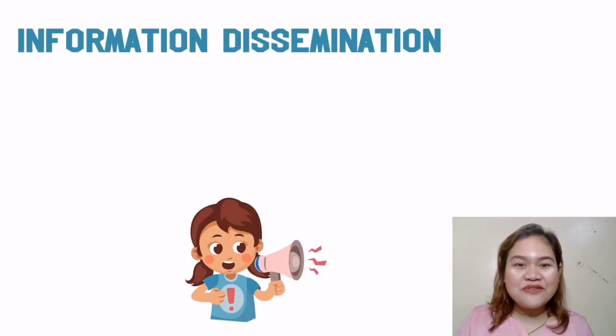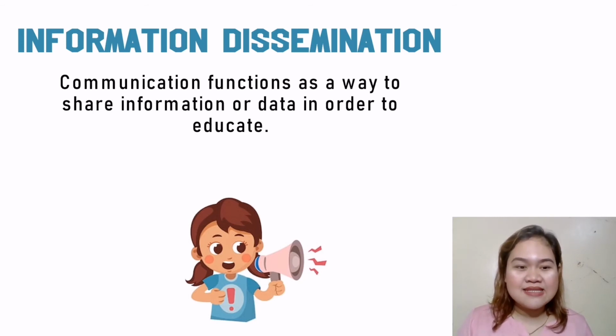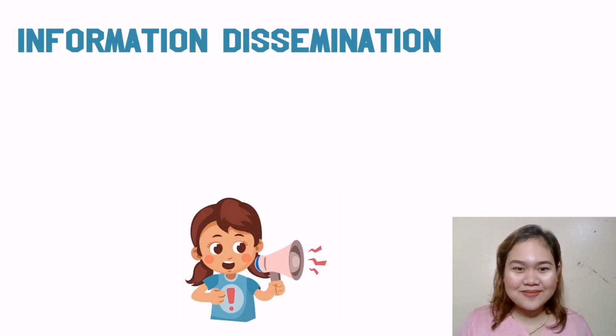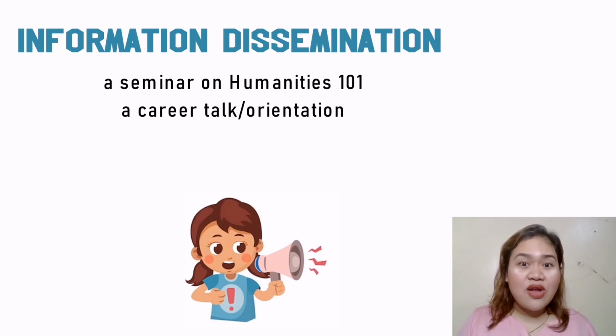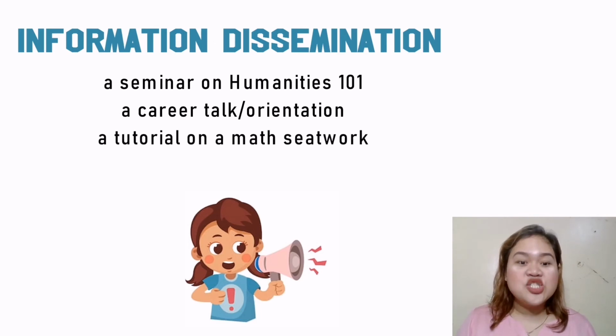The fourth function of communication is for information dissemination. This means that communication functions as a way to share information or data in order to educate. The examples of this are: a seminar on Humanities 101, a career talk orientation, a tutorial on a math seatwork. In this function, we communicate to share knowledge.